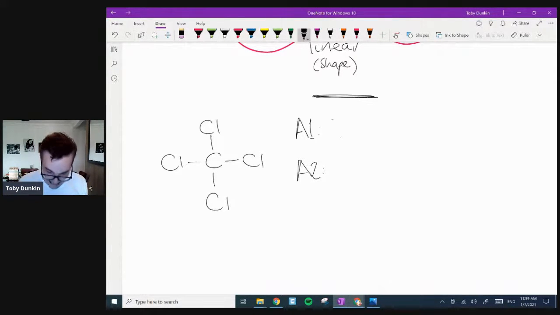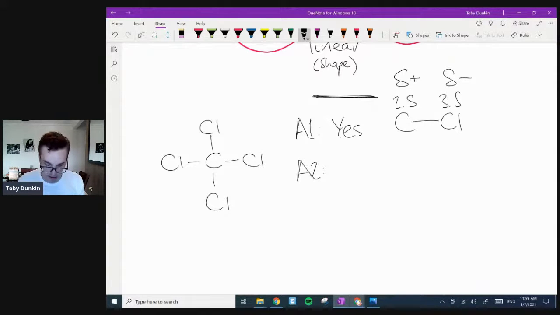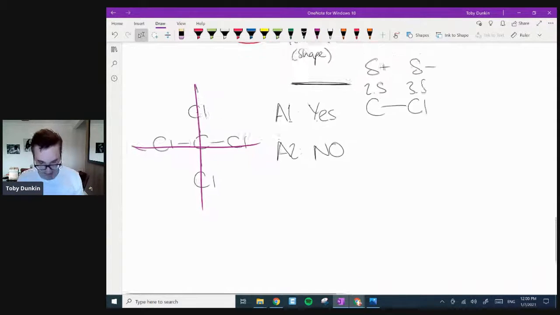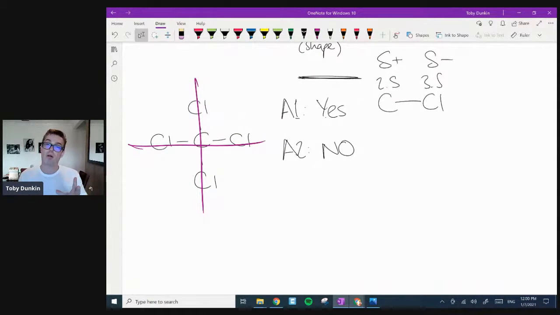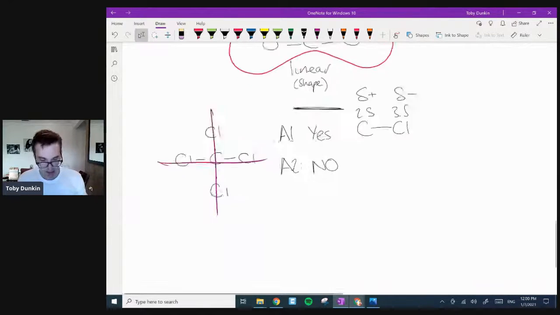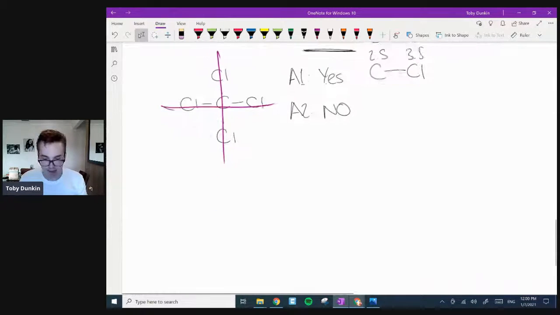So we've got yes, it contains polar bonds. We know that the carbon is 2.5 and the chlorine is 3.5. So I can now label this as slightly negative and slightly positive, but the molecule is non-polar because it is symmetrical on both planes. Isn't that lovely? Gotta love it. Polar bonds, yes. Polar molecule, no. Love that. Tetrachloromethane.